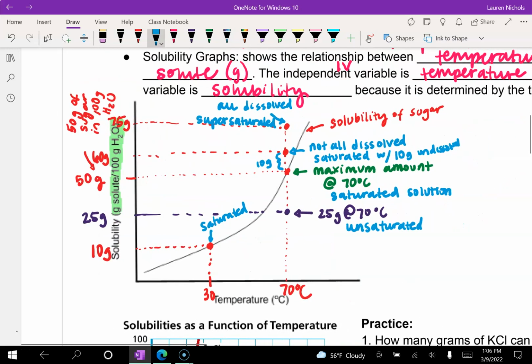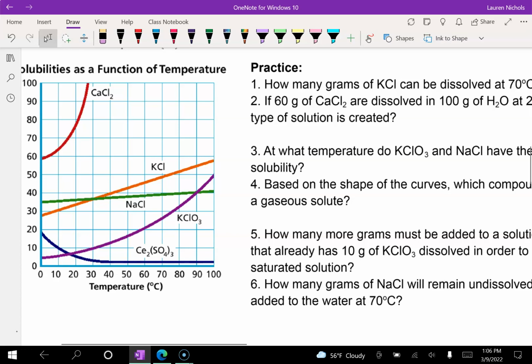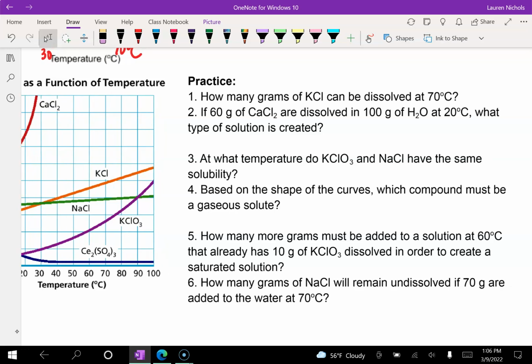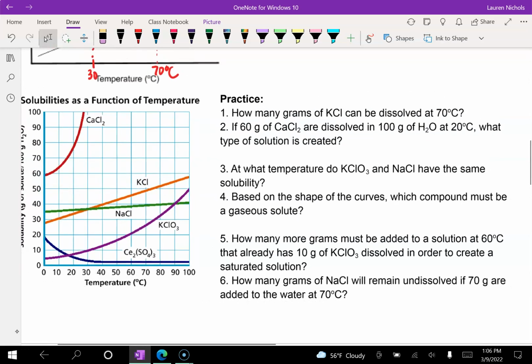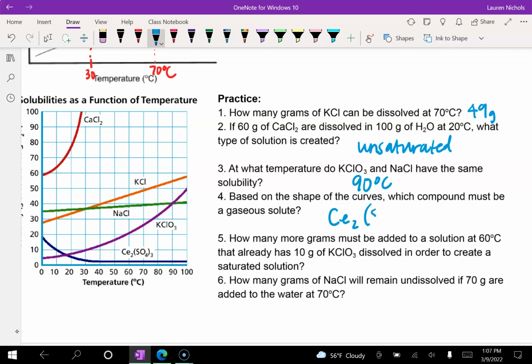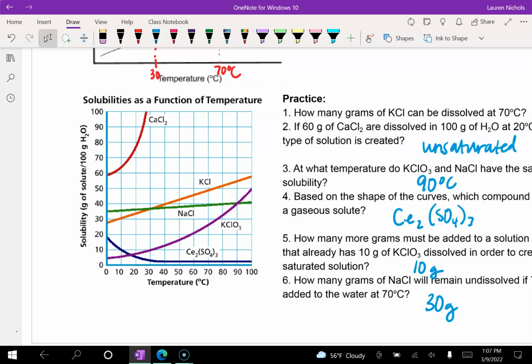So you've got several practice problems here. I'm going to run through the answers in the video. I'm not going to show you how I get them, but I do want you to be able to check your work. So for number 1, you should get about 49 grams or 50. You should have an unsaturated solution for number 2. 90 degrees, cesium sulfate. You need 10 grams, and here you've got 30 grams. So you can check those. I would try them on your own.